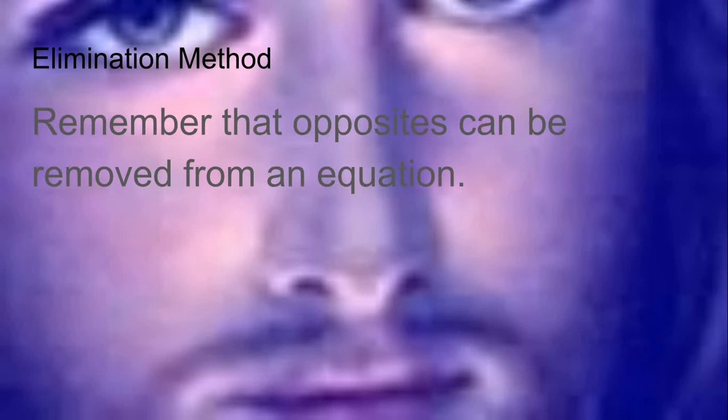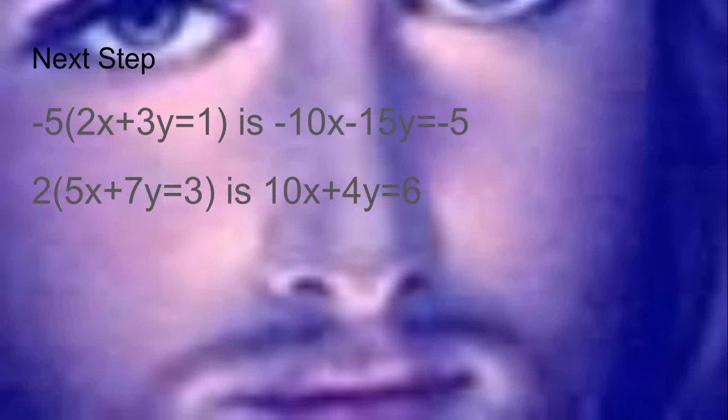Now the elimination method. Remember that the opposites can be removed from an equation. An example, 2x plus 3y equals 1, and 5x plus 7y equals 3. Now I multiplied the first equation by negative 5, and the second one by 2, which gives us negative 10x minus 15y equals negative 5, and 10x plus 4y equals 6.